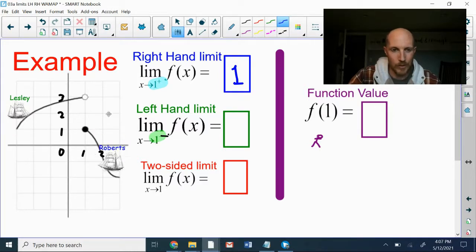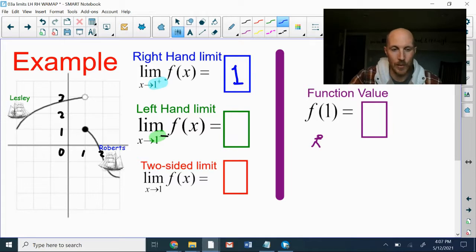So the green one, the left-hand limit, has this tiny little minus sign. I made it a little bit bigger just so we could see it easier here, but that little tiny minus sign is written in the spot where an exponent would go. It's a little superscript minus above the 1. Tells us that we are approaching from the left side. We are the Dread Pirate Leslie sailing from port minus.